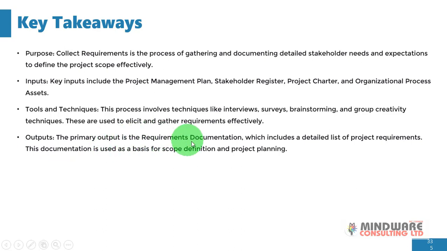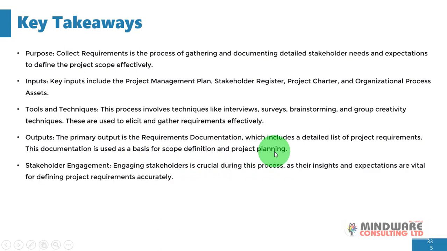Output. The primary output is the requirement documentation, which includes a detailed list of project requirements. This documentation is used as a basis for scope definition and project planning. Stakeholder engagement. Engaging stakeholders is crucial during this process, as their insights and expectations are vital for defining project requirements accurately.